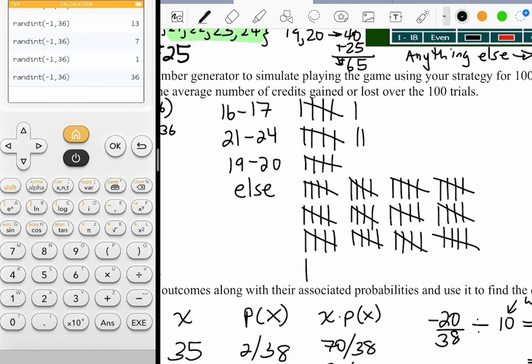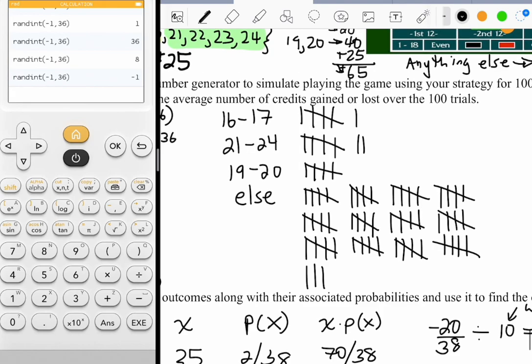I haven't seen a 1 yet. That's the first one. 36 is a loss. That 8, see that 8 keeps coming up. I don't know why. It's just something magical about it. I got another double 0 there. That's a loss. 28's a loss. 27 a loss.